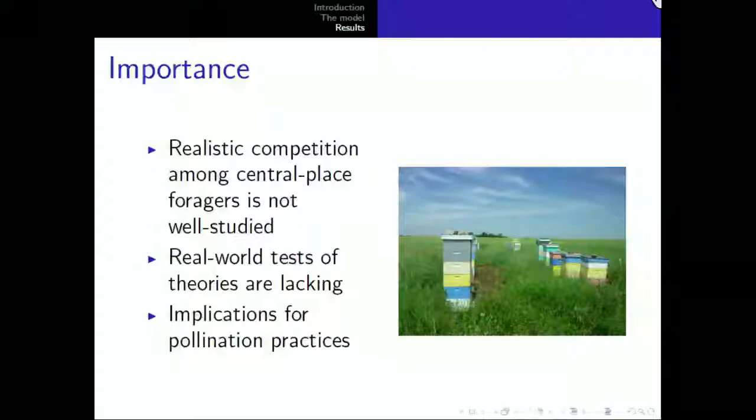And this has implications for pollination practices. So how many hives should a farmer stock their field with if they want equal pollination right out into the middle of the field, for instance? This is particularly important in my area because in North America, field sizes can approach 64 hectares, and that is a small field where I work. So this is actually fairly important for this kind of work.